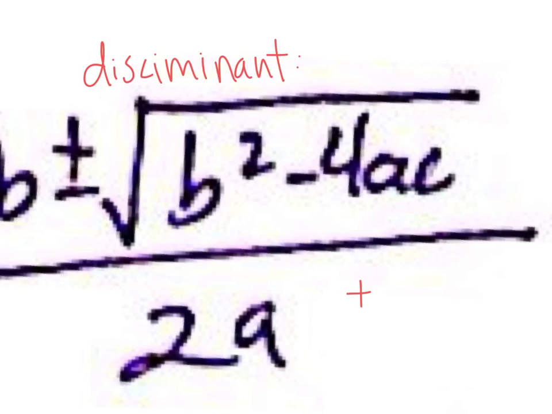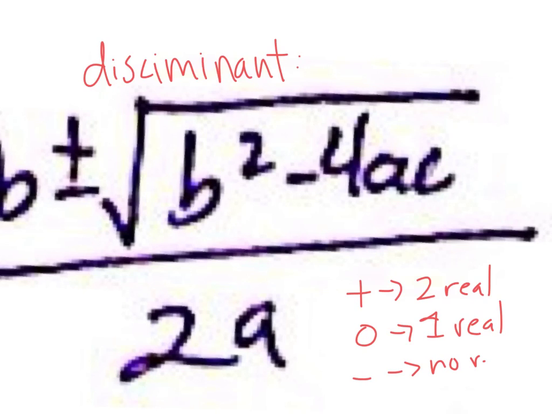Doesn't sound like a good thing, but it tells us information. If the discriminant is positive, we know we have 2 real roots. If it's 0, we know we have 1 real root, and by root I mean solution or answer. And if it's negative, we have no real solutions.